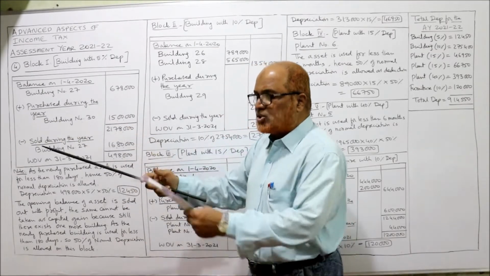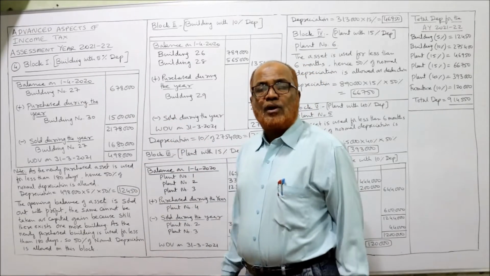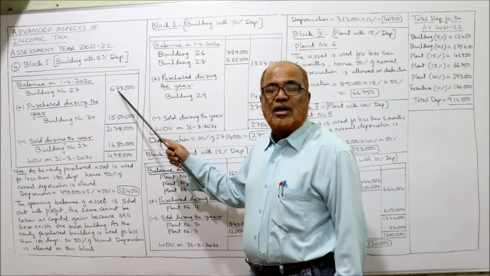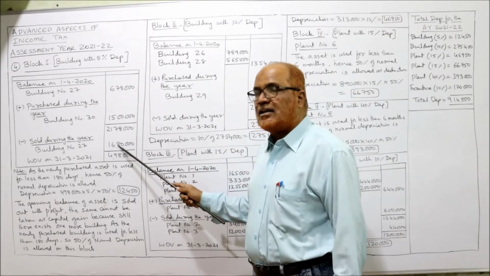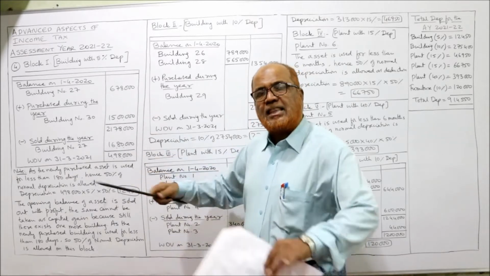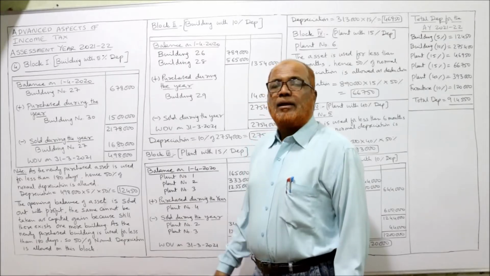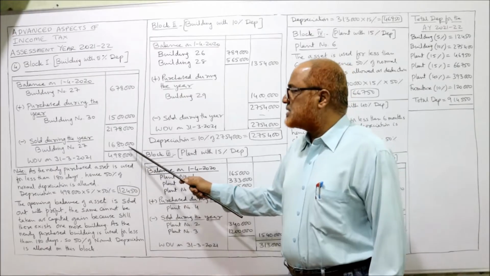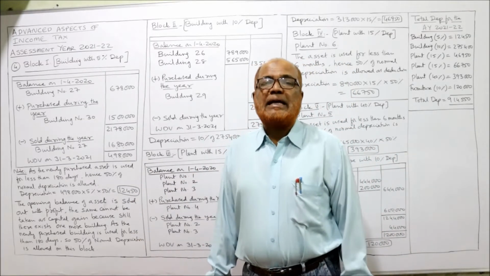This building 27 was sold during the year for 16,80,000. What is the WDV of the building at the beginning of the year? 6,78,000. And this 6,78,000 building was sold for 16,80,000. If only one building is there in the block and that is sold, we would have taken the difference as capital gain. The book value of the building 6,78,000 and the sale proceeds are 16,80,000. The difference will be called capital gain.